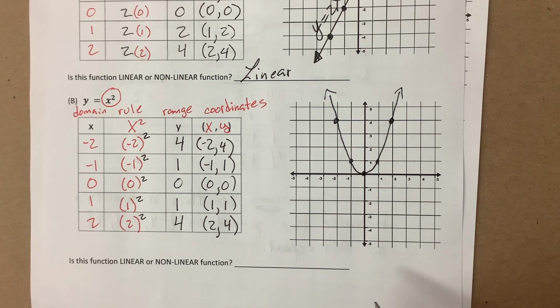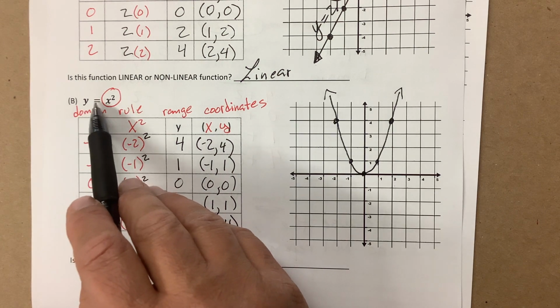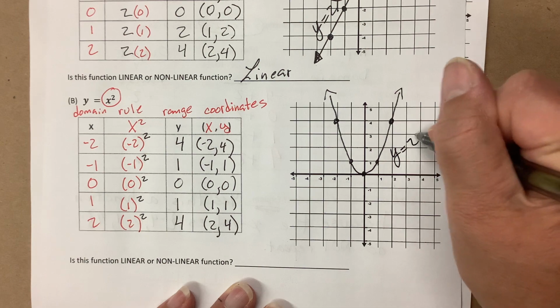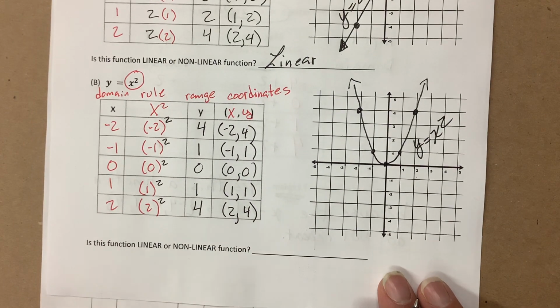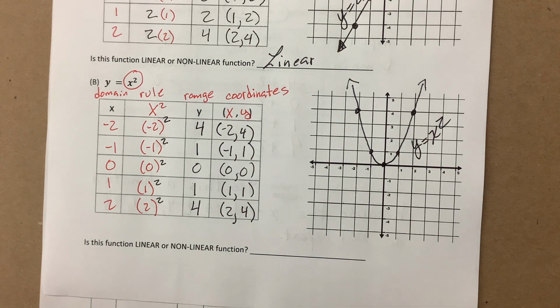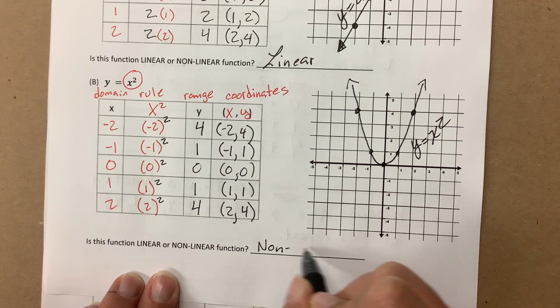I still have to write the rule next to the equation. So my rule is y equals x squared. My equation is y equals x squared. Looks good. Now, is that a linear function? It doesn't look like a line to me. It looks like a big U to me. So that is non-linear.